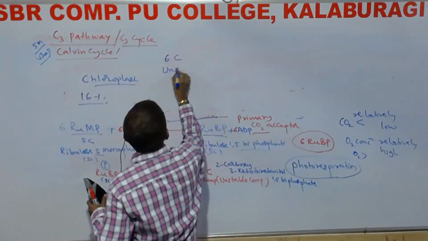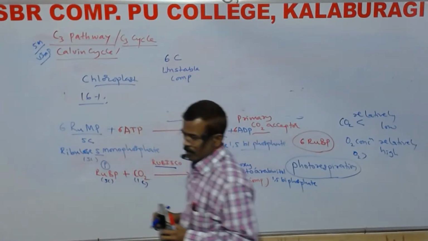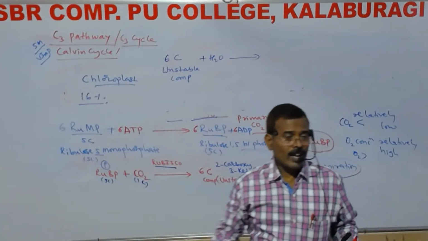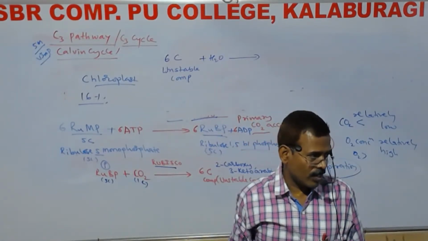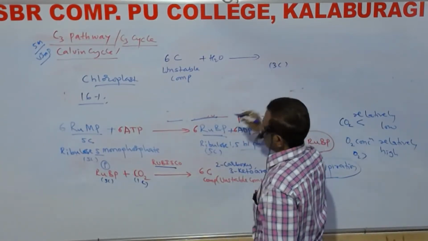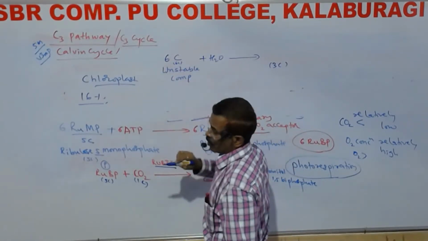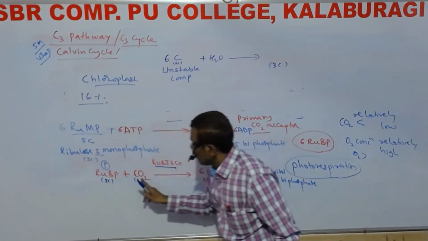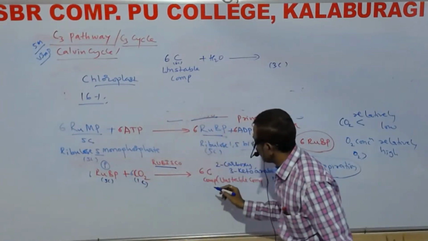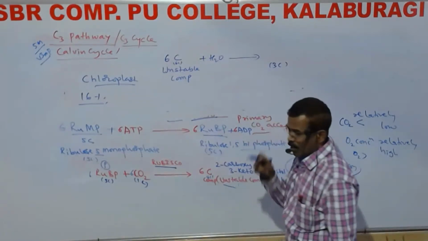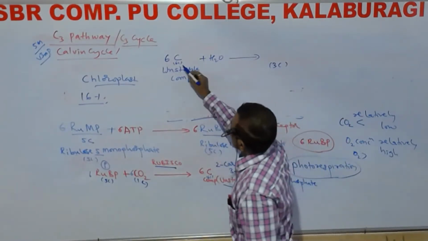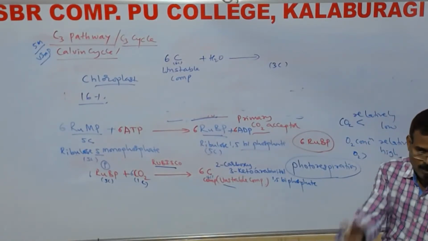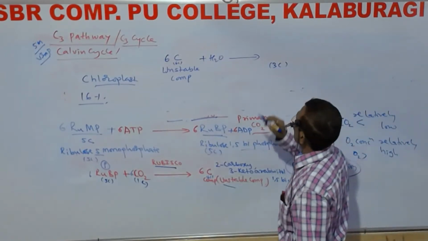So this 6 carbon unstable compound splits into exactly half, which means we will get a 3 carbon compound. Remember, when 6 molecules of RuBP fix 6 molecules of carbon dioxide, we will get 6 molecules of 6 carbon unstable compound. Keep it in mind. These 6 molecules of unstable compound, 2-carboxy 3-keto arabinitol 1,5-bisphosphate, split by making use of water, and you are going to get a 3 carbon compound.